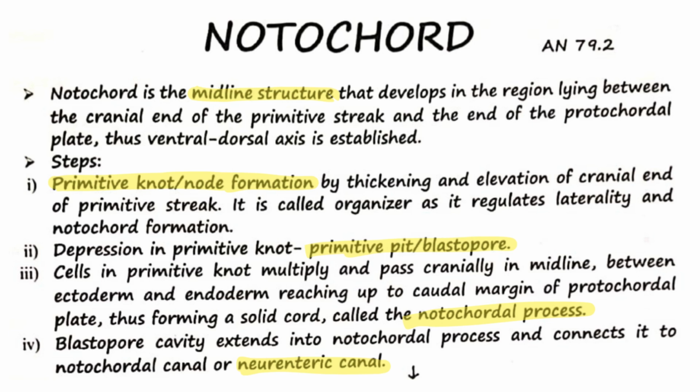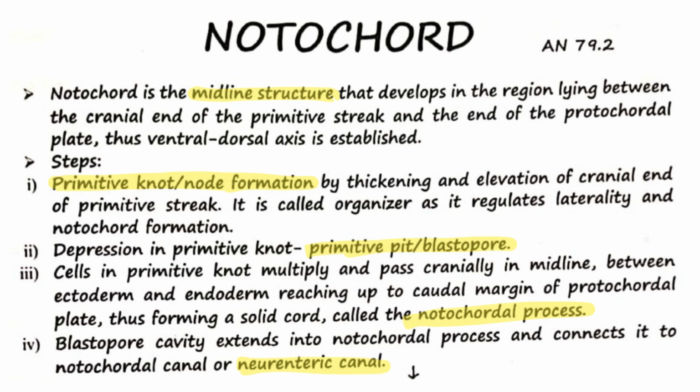Then we have to write about the steps of development of the notochord. First, the primitive node or node formation. By thickening and elevation of the cranial end of the primitive streak, it is called the organizer, as it regulates laterality and notochord formation. Then we write about the depression in the primitive node, that is the primitive pit or blastopore.